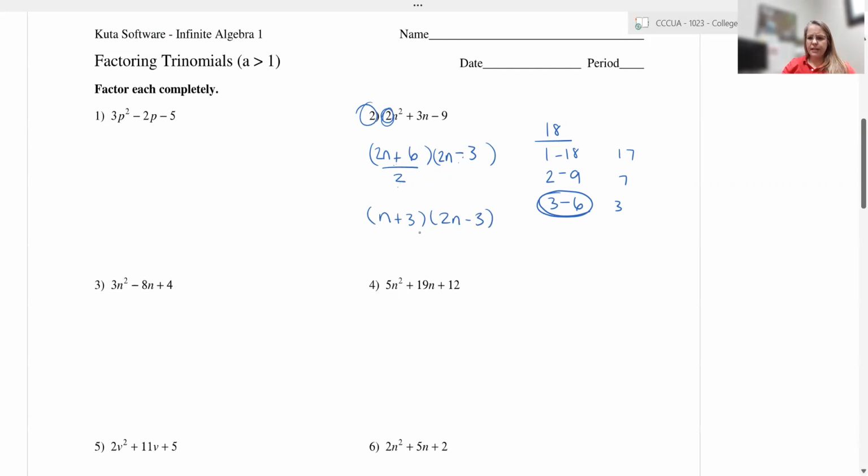And if you want to check and make sure we did this right, we got 3 times 2n is 6n. n times negative 3 is negative 3n. And when I take this sum, I wind up with my 3n, which is what I've got as my second term in my trinomial.